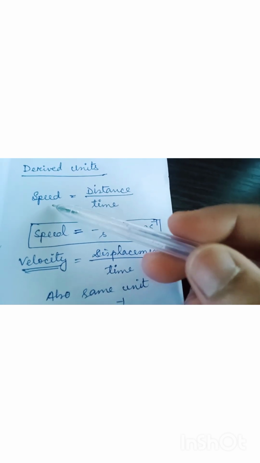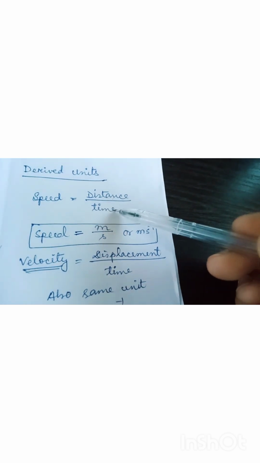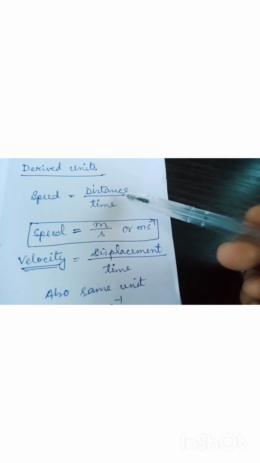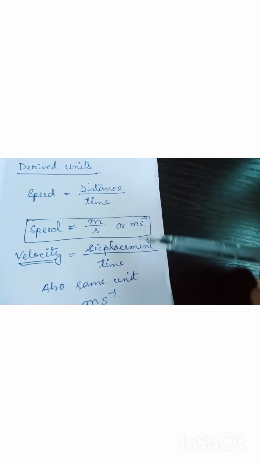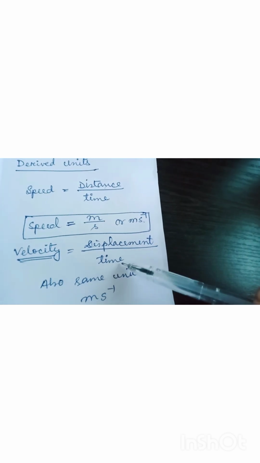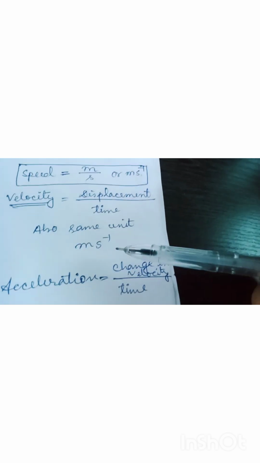So let us see how to derive derived units. We first consider speed. Speed is equal to distance by time. We know that the unit for distance is meter and for time is second, so it is meter per second. So this is a derived unit. Similarly, for velocity, displacement by time, the unit will be the same, meter per second.